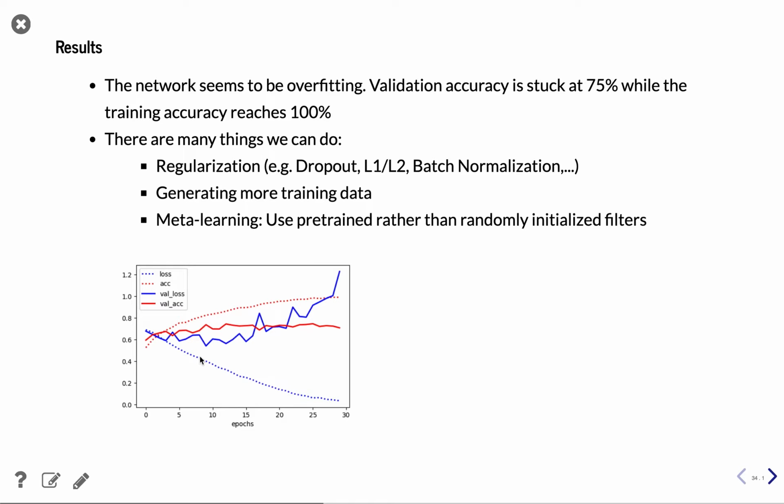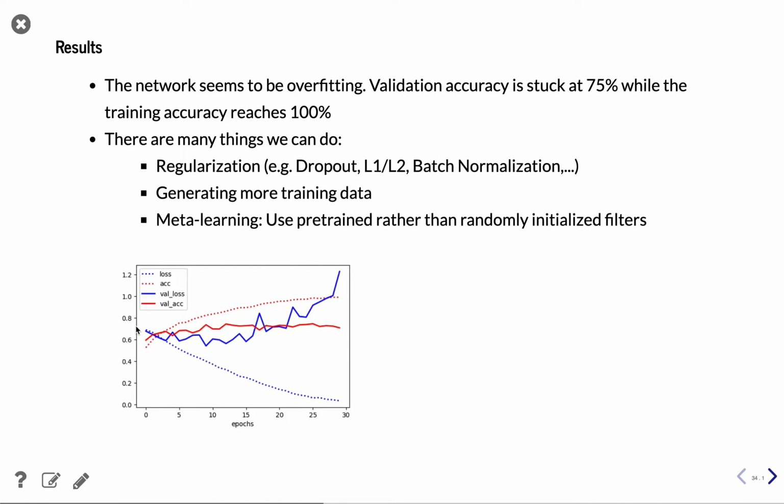So yeah, it's not so good yet. If you look at the accuracy, it plateaus at about 70 to 75% accuracy. And we see that the training accuracy actually keeps improving. This means that our model is actually overfitting.